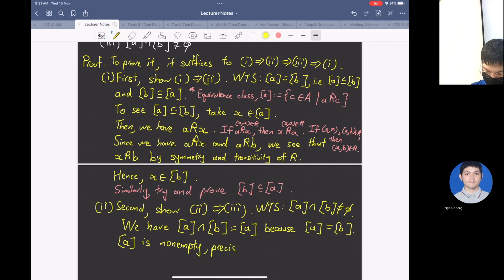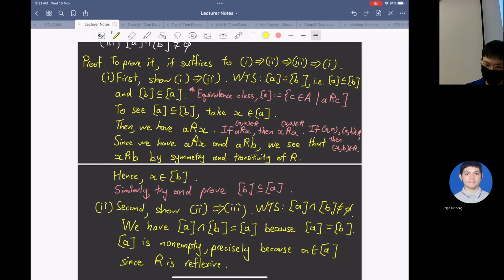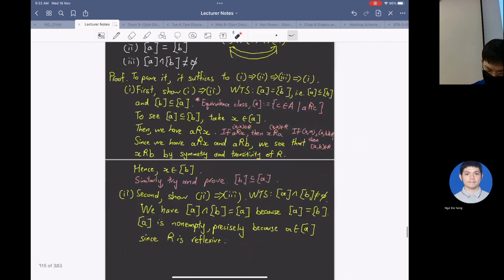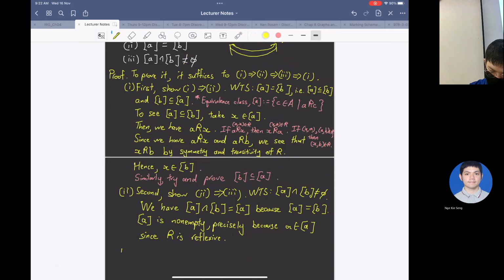So we have the intersection is equal to the equivalent class of A, and it is non-empty precisely because A is in the equivalent class, since R is reflexive. For all A, A has to be in relation with itself, so A R A. So there's at least one element, A, inside the equivalent class. Okay, next we go 3 to 1.